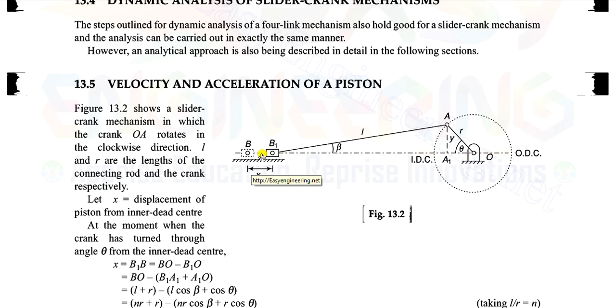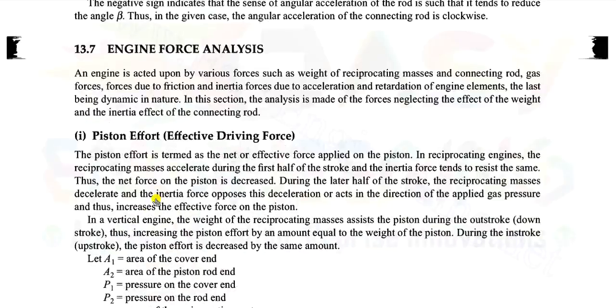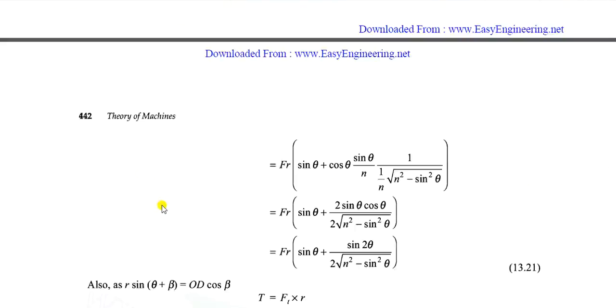Because the A point is coming from here to here, this B will also be moving from here to here, but that will be equal to this distance. So this is nothing but 2 times the radius. One stroke is equal to 2 times the crank radius, so 2R is equal to the stroke. That's why he is calculating crank radius R is equal to stroke length divided by 2.